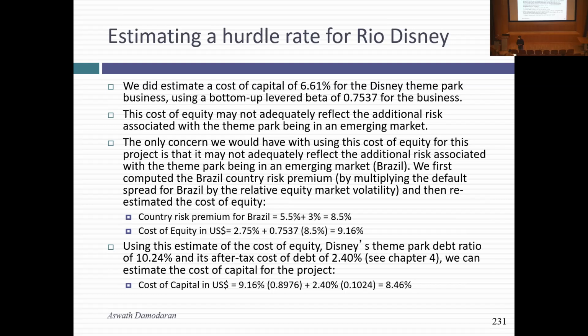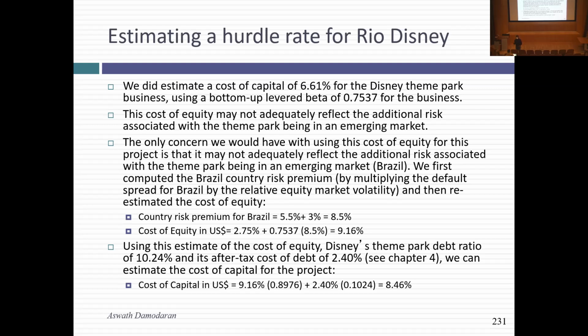So here's what I'm going to do. The risk-free rate is still 2.75% because I'm doing everything in US dollars. The beta is still what it is, right? It's a theme park investment. The only number that I should be changing is my equity risk premium. I was using a 5.5% premium for mature markets. But because Brazil was riskier, if you remember, I estimate an additional risk premium of 3%. All I'm going to do then is recalculate my cost of equity with a higher risk premium. And my cost of equity is now going to reflect the country risk.